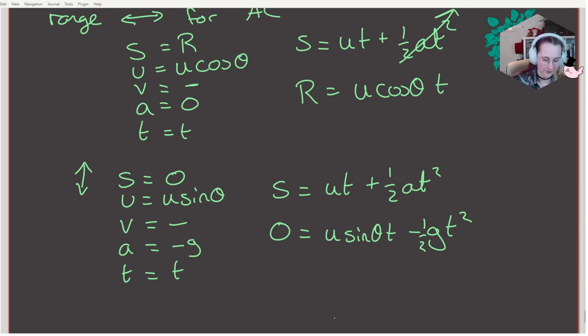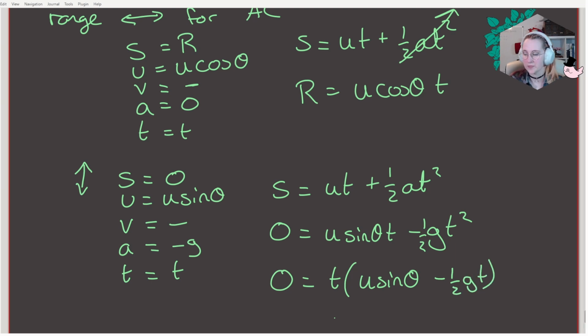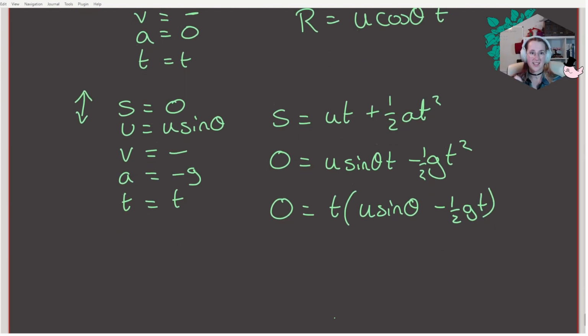So this equation now, because it's equal to 0, we can do something quite cool. We can say that 0 equals t (u sine theta minus half g t). Okay? So all I've done is just taken that t out.